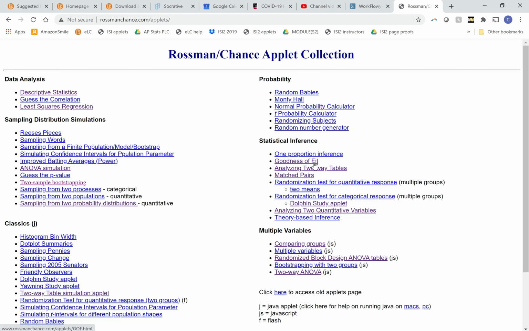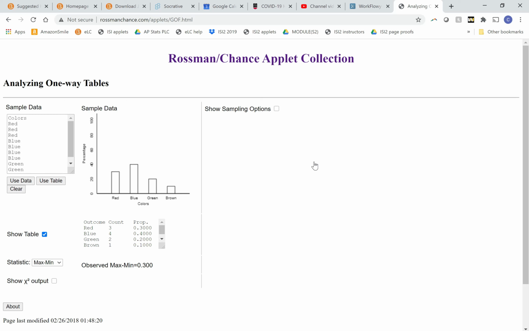So I'm going to go ahead and tell you now, I'm not going to hold you responsible for knowing how to use this applet since it's not in our applet collection. Instead, once you get to the lab, you'll be doing this in JMP. But I think it's worthwhile to show you how to do it here.